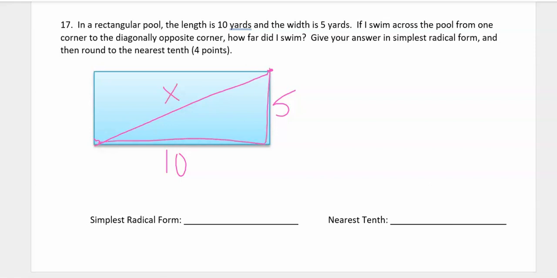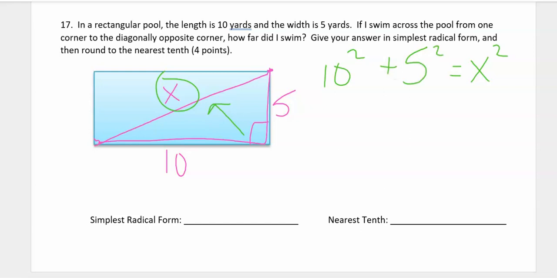You use Pythagorean theorem here, you guys. Rectangles have right angles. That's a right angle. So I'm going to do a squared plus b squared equals c squared. Across from the right angle, this is c. This goes by itself. 10 squared plus 5 squared goes on the other side. Doesn't matter which order you write that in. Okay, do the exponents first. 10 squared is 100. 5 squared is 25.